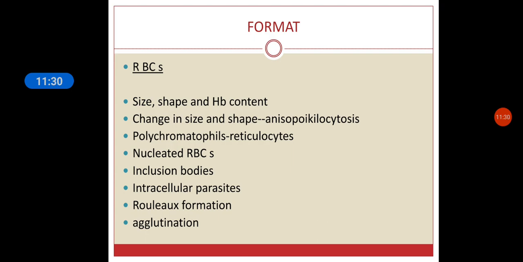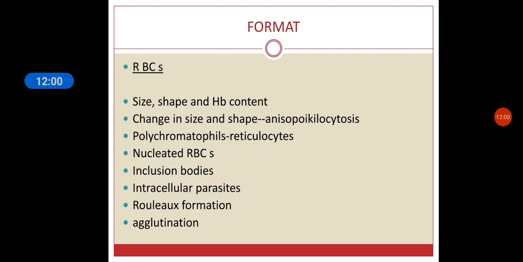That means sometimes you will find certain inclusions, like for example in megaloblastic anemia you will find Cabot rings, right? That is an inclusion. Basophilic stippling, those are all inclusions within the RBCs. Then next you will look for intracellular parasites. You are looking for a malarial parasite or a filarial parasite. They are present within the RBCs. So you have to find out that also if you are finding it.